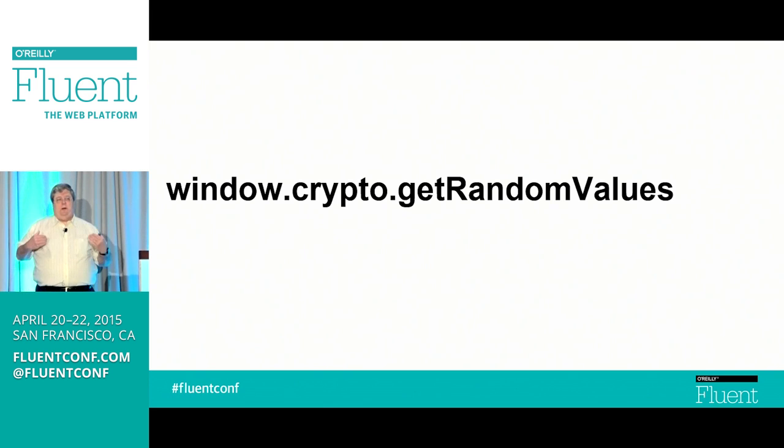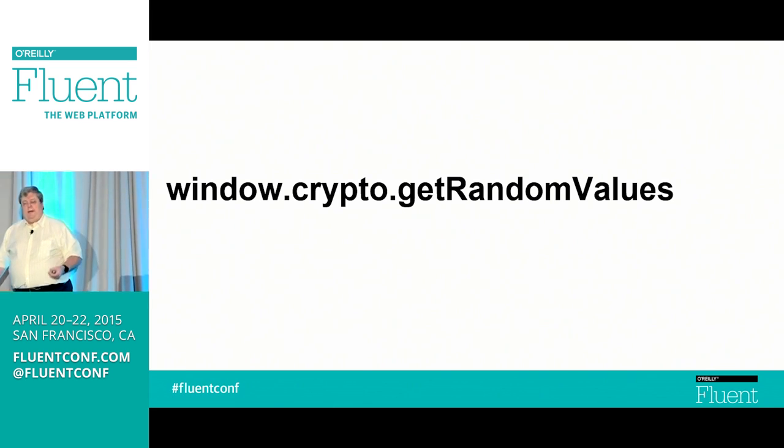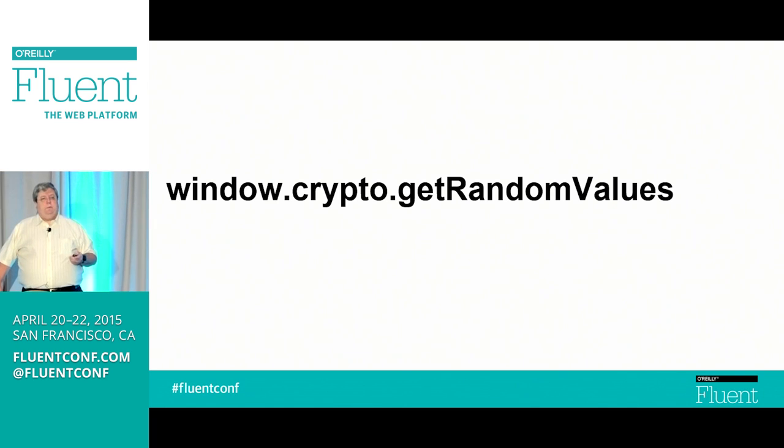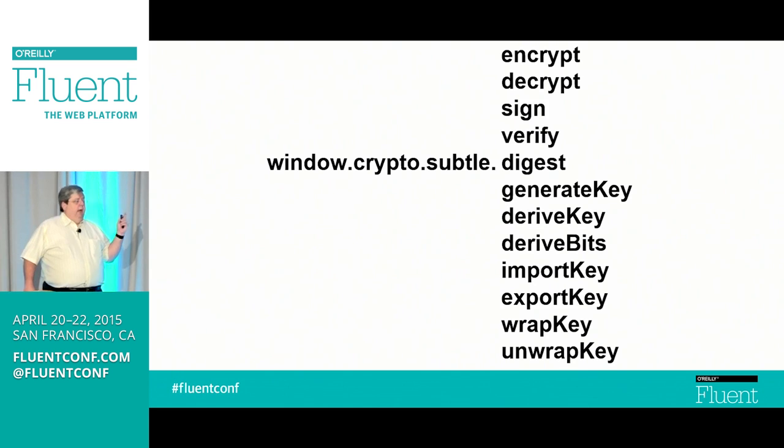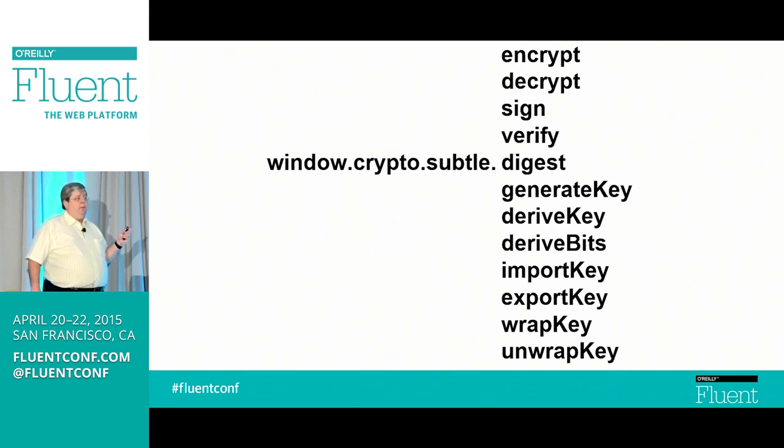If we wanted to implement our own crypto libraries, we now have a nice source of randomness. We don't want to do that. Well, we actually get the cryptography we want in a child object, window.crypto.subtle. This object has a dozen methods. And those are the methods that do everything we want.